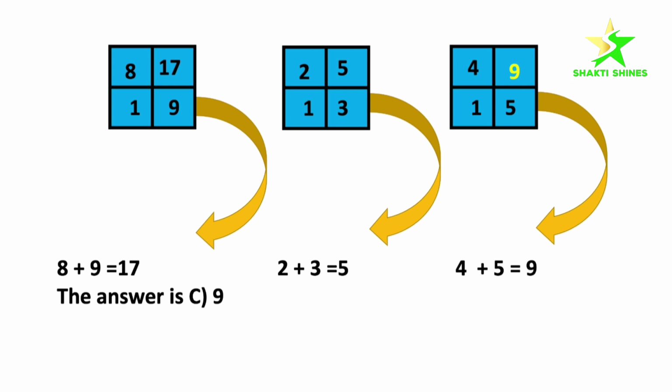So your answer for this puzzle is 9. The method to find the answer for this puzzle is 8 plus 9 equals 17, 2 plus 3 equals 5, 4 plus 5 equals 9. This is the answer for this puzzle.